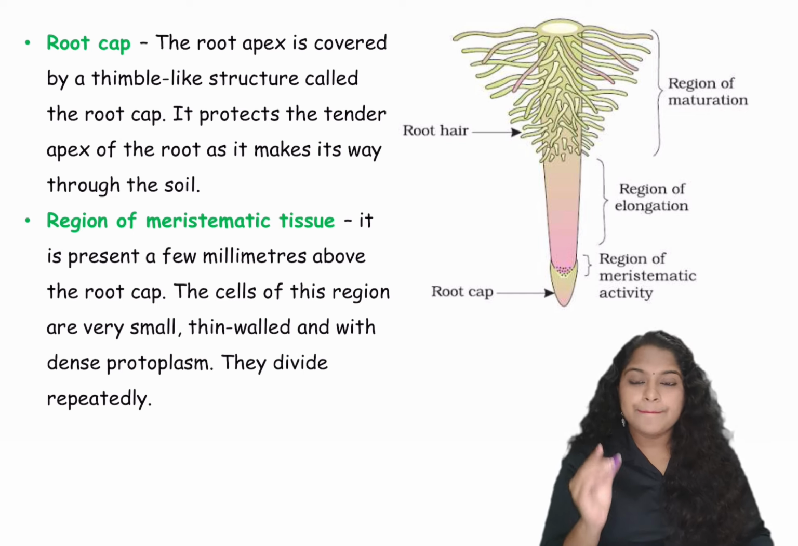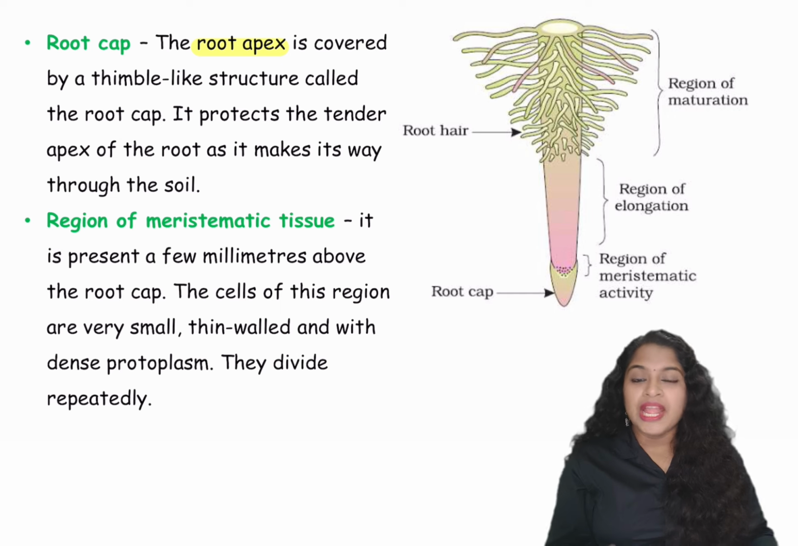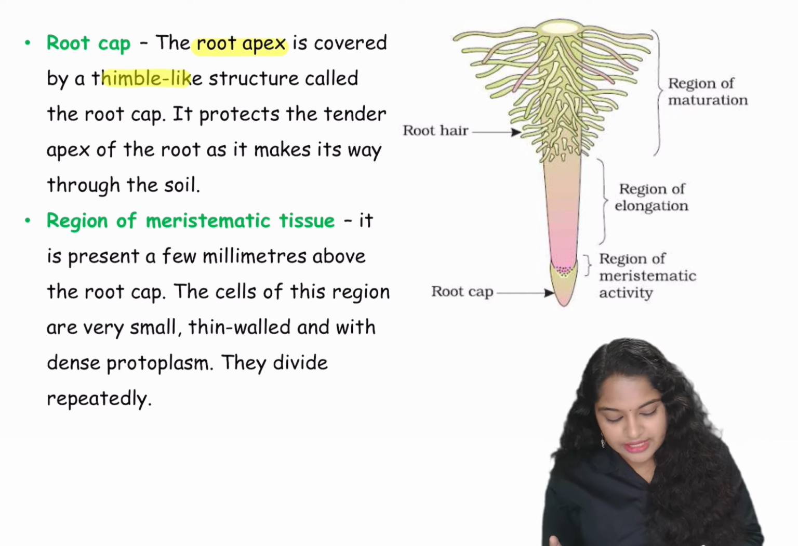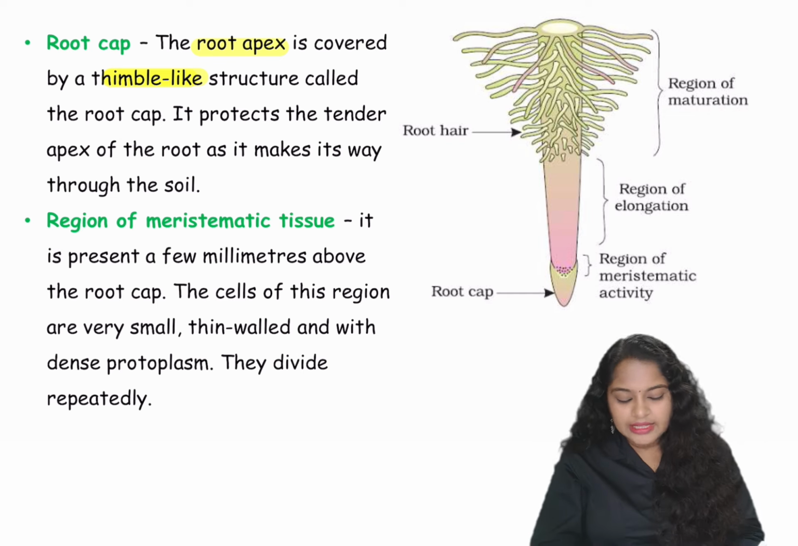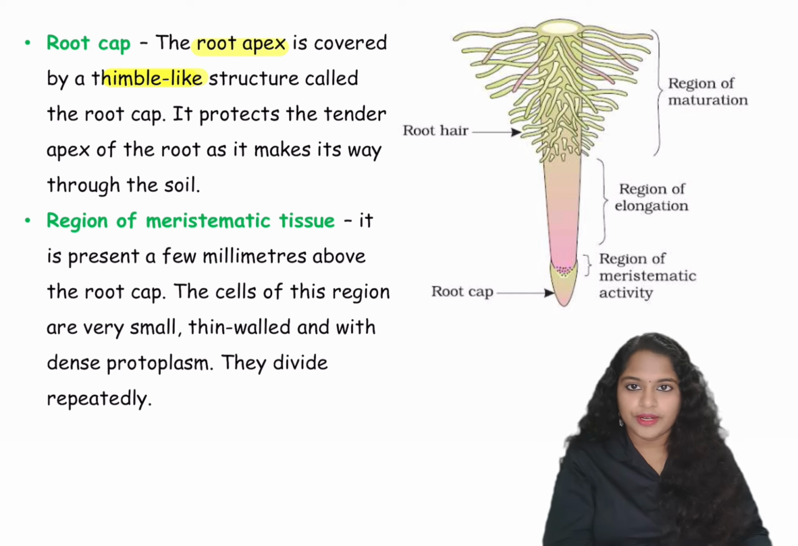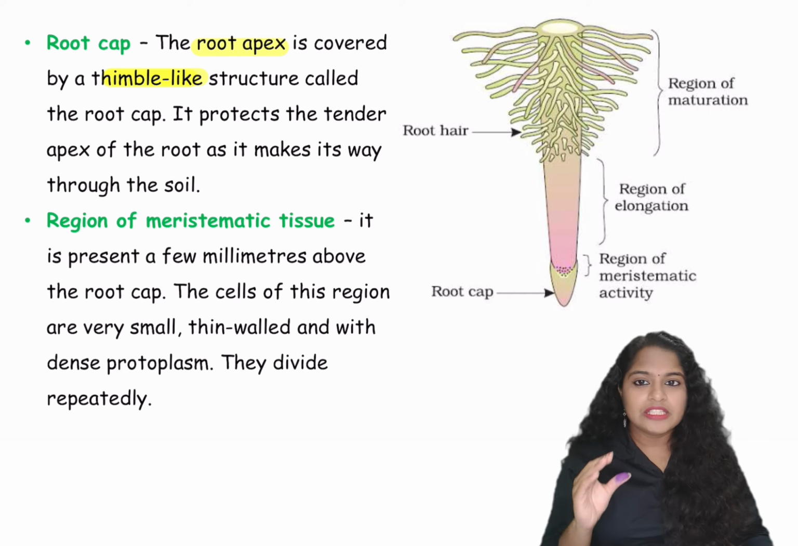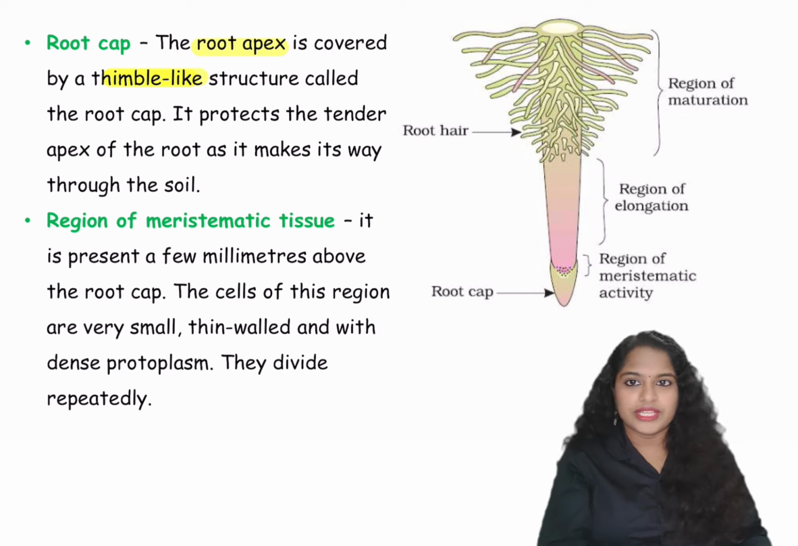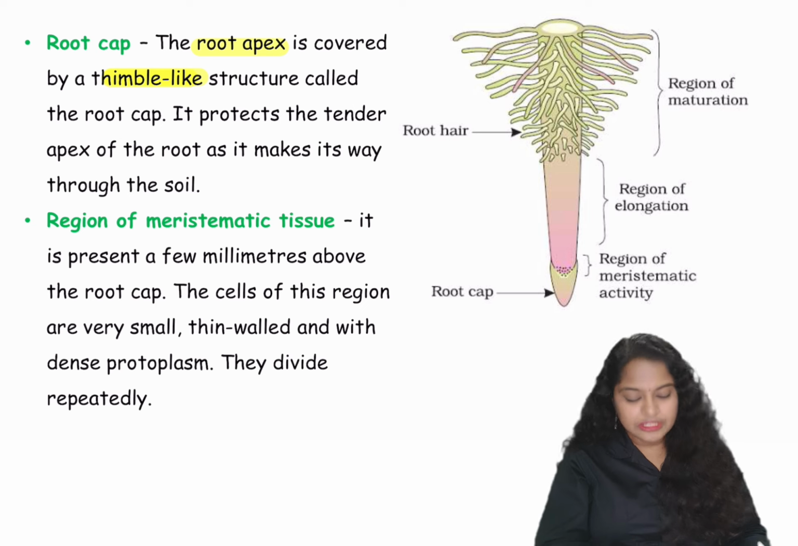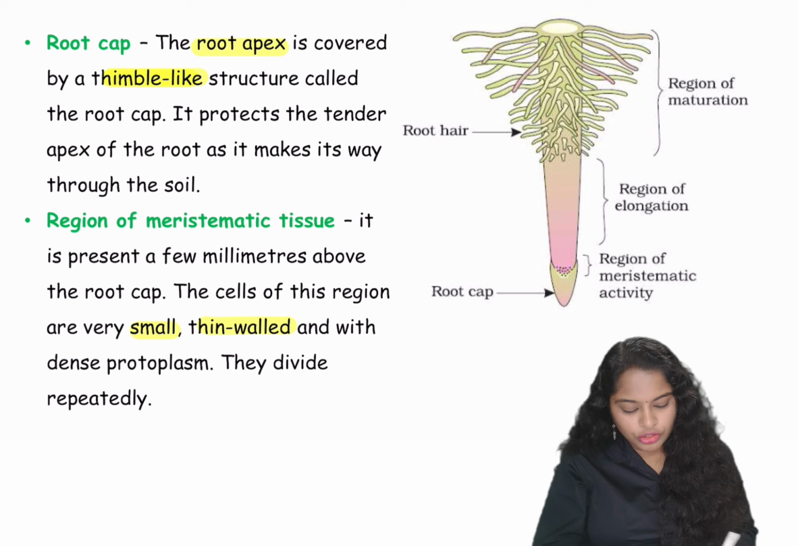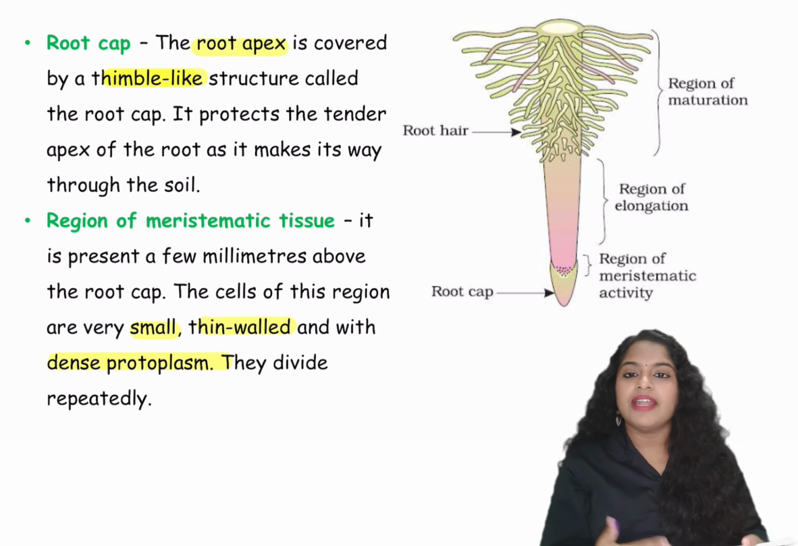Root cap is found on the apex of the root. So it is at the tip of the root, and it is covered by a thimble-like structure, and this is very delicate and soft. This protects the tender apex of the root as it makes its way through the soil. Now coming to the region of meristematic activity. The meristematic region is found just a few millimeters above the root cap. And this is the region where the cells are actively dividing. So these cells will be very small and thin, and have a large amount of protoplasm. And these regions will be dividing rapidly.